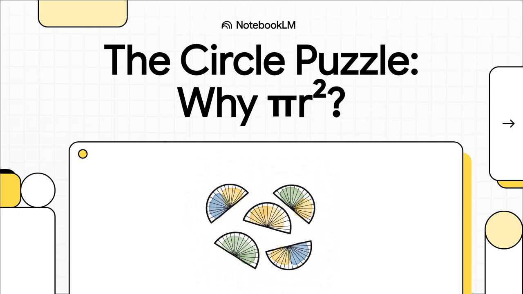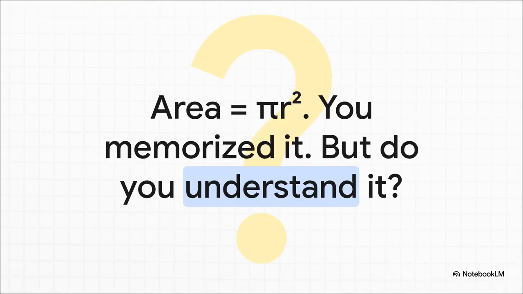Today, we're going to demystify one of the most famous formulas in all of math. We're talking about the area of a circle. And trust me, getting to the why behind it is way more interesting than just memorizing the answer. Area equals pi r squared. You've probably had that drilled into your head for years, but why that specific formula? Where does it actually come from?